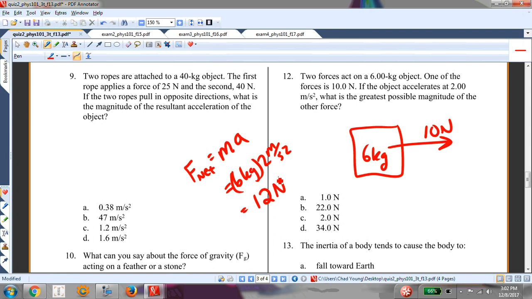And so for the greatest possible magnitude, there are actually two possible answers. I could either have a force of 2 newtons in this direction, that would give me a net force of 12 newtons, or I could get rid of that and put in 22 newtons of force in that direction, and that would also give me a net force of 12 newtons. And since I'm looking for the greatest possible magnitude of the other force, the answer is going to be B.